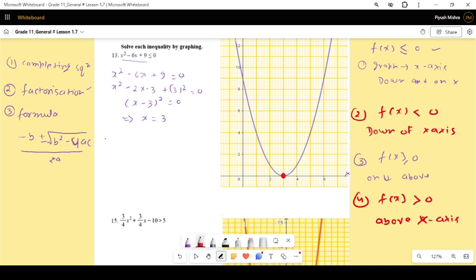Now I want the solution. So how will the solution be? First of all, it is telling on and down. So down there is nothing, so only on. So you will be writing here x such that x is equal to 3. So this is going to be your solution. I hope you have understood.